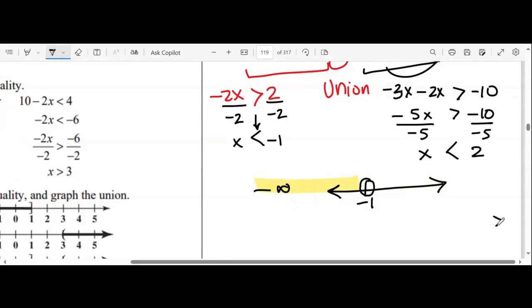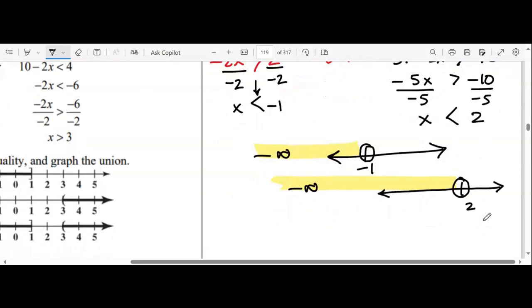Okay, next one. What's the next one? 2, right? 2, open or closed? Open to where? Negative infinity. Okay. Union or intersection? You're right. OR means what? Union. Can you merge this together?